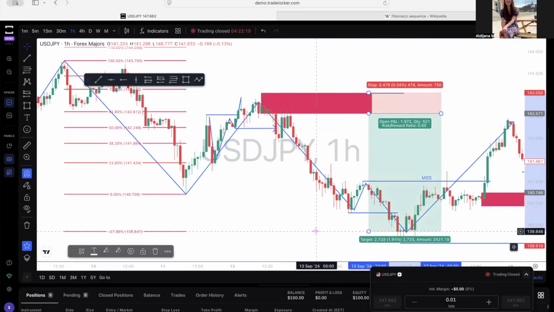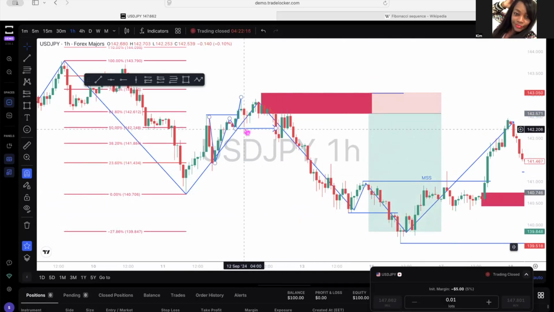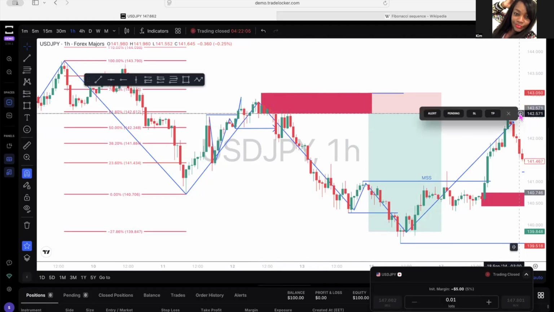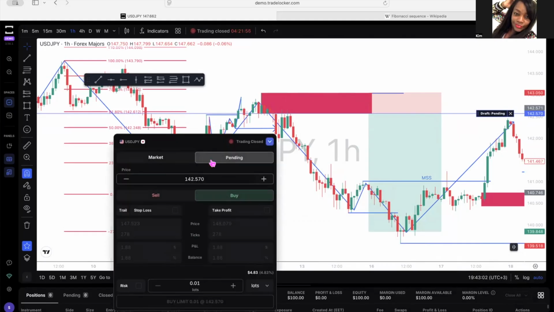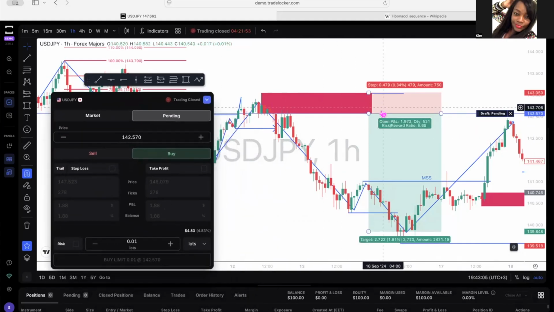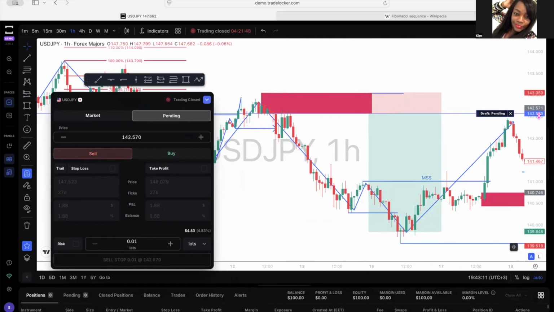Okay. So once this happens, you mark up your supply zone. You can come over here on TradeLocker. I can come here and set a pending order, right? I want the pending order for a sell at 142.570, which I clicked and said pending. It set it right there at 142.570.